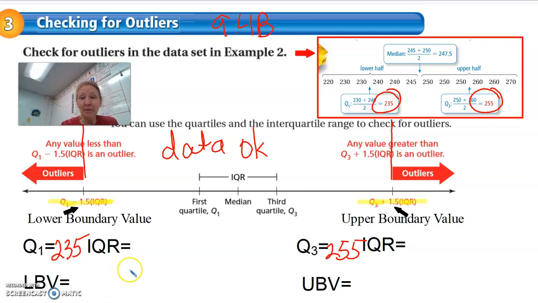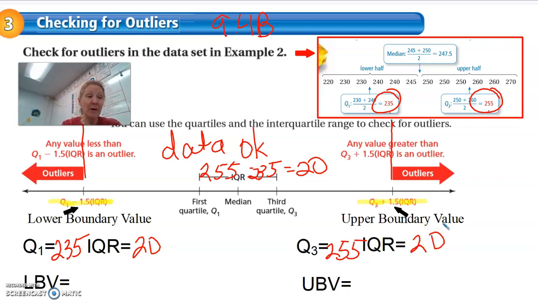So the IQR, remember, was 255 minus 235. So the IQR is right in here. It's the range of the middle half of the data. So 255 minus 235 was 20. This is the example from yesterday. So the IQR is 20. Now I abbreviated. I called it the lower boundary value, LBV. And then there's an upper boundary value, and I'm calling that the UBV.